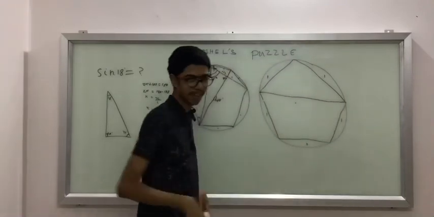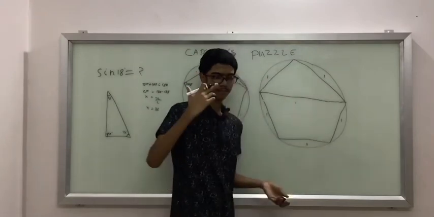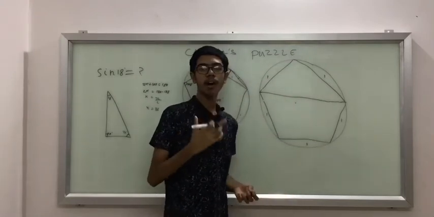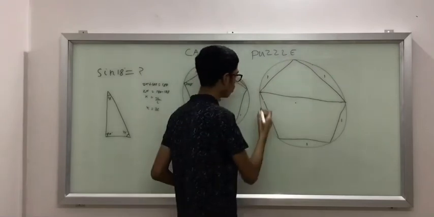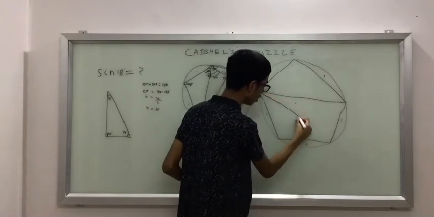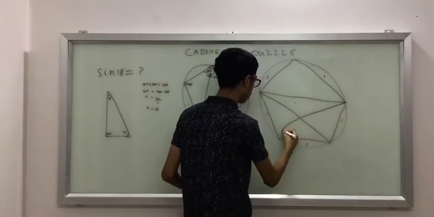Think of this as a straight line. This is the diagonal. In a pentagon, all diagonals are equal. Next I'll draw one more diagonal here, and here also I'll draw one more diagonal.